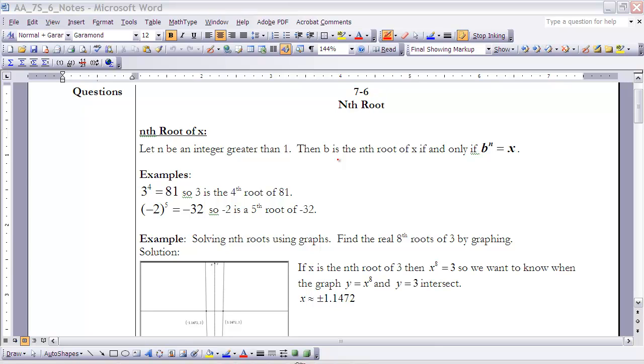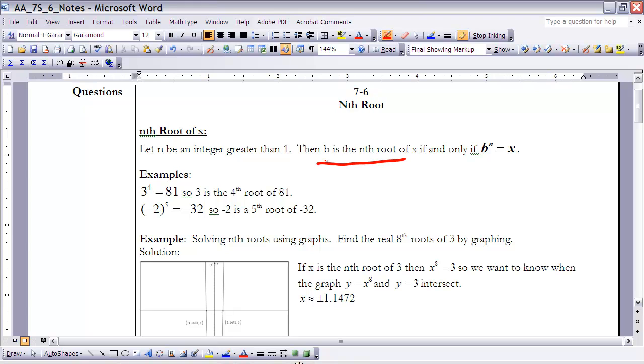First of all, we're going to define the nth root of x. If we let n be an integer greater than 1, then b is the nth root of x if and only if b to the n is equal to x. So if we have a number that we can raise to the nth power and get x, we say that number b is the nth root of x.